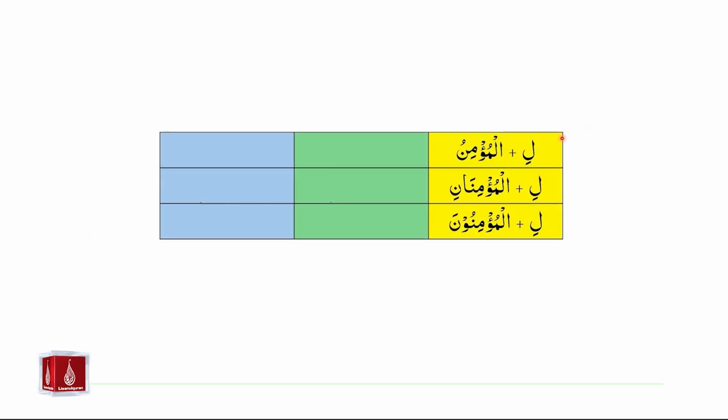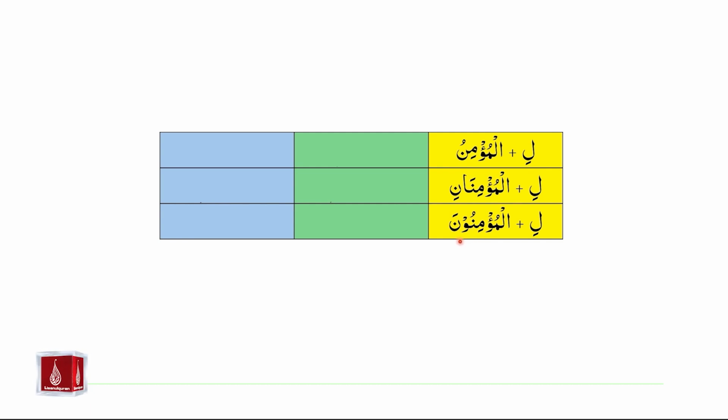Let us study examples of the use of Laam harf jar in combination with different asma, and also see how it is written in the Arabic text. In the following examples, we have Laam harf jar in combination with Al-Mu'minu, Al-Mu'minani, Al-Mu'minuna. Please note that Al-Mu'minu is marfu or in the rafa status. Al-Mu'minani is also marfu or in the rafa status because of the ani ending sound, and Al-Mu'minuna is also marfu or in rafa status because of the una ending sound.